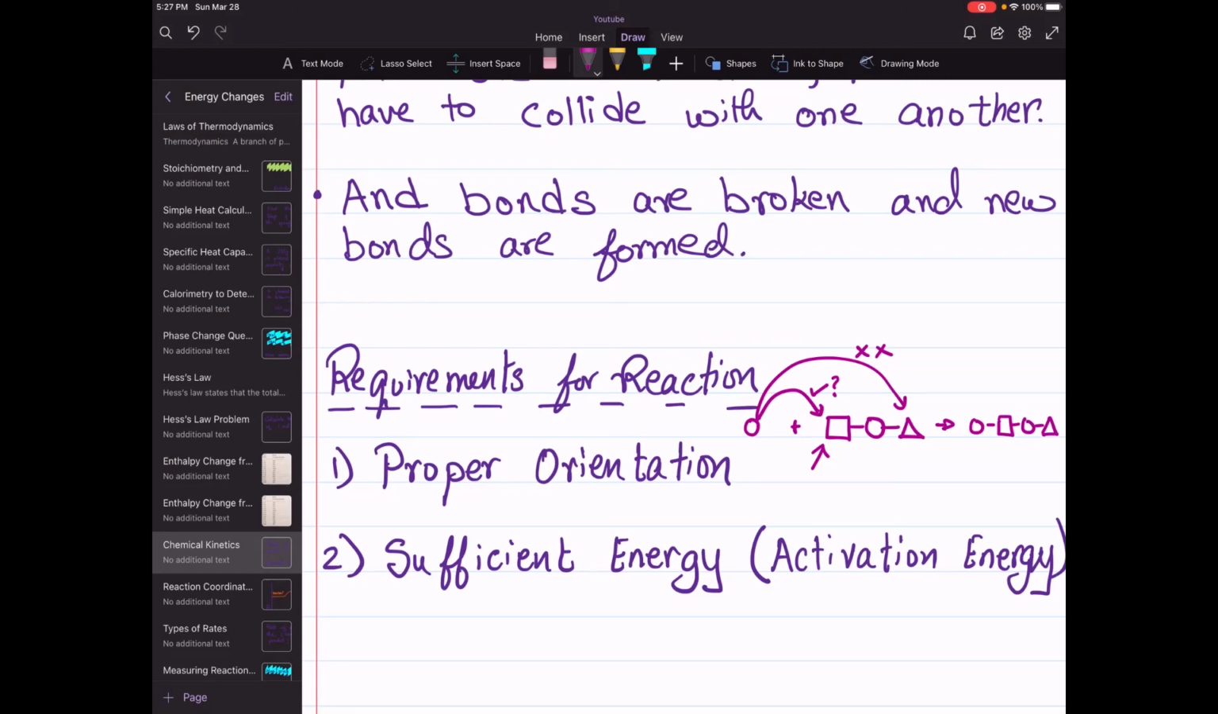Okay, so for any chemical reaction to happen, two requirements are required. All right, two things have to happen. The collision has to happen with proper orientation, so in the proper place, and with a sufficient amount of energy, which is called the activation energy.